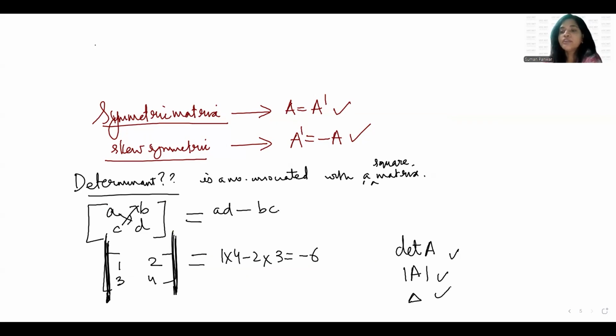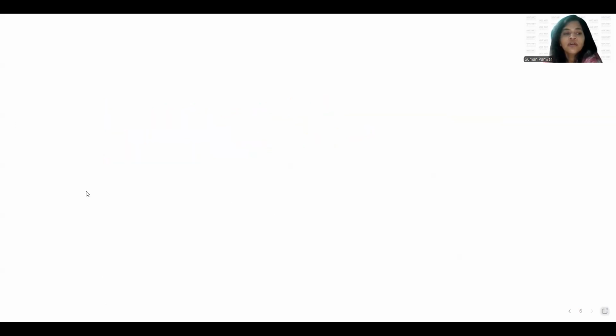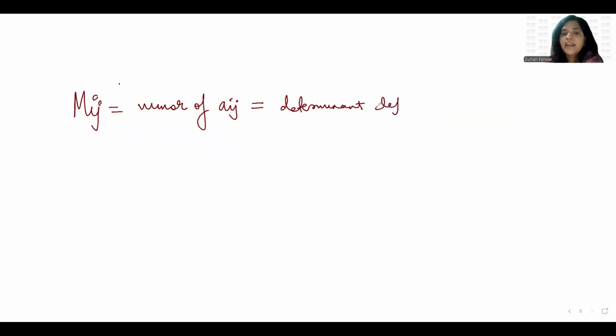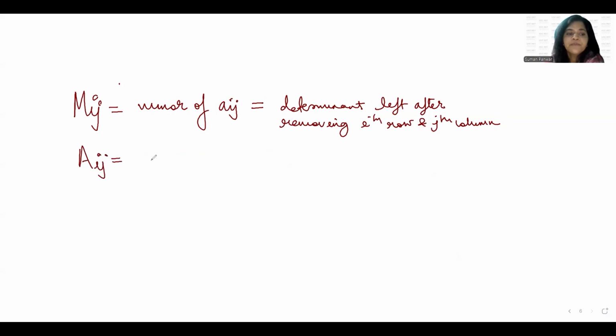Now, before introducing the concept of determinant of a 3 by 3 matrix, I will tell you what are cofactors and minors. Okay. So first we will talk about minor. Mij is called minor of Aij. It is the determinant left after removing ith row and jth column. I'll explain it to you through an example. And what is capital Aij? It is cofactor of Aij. It is minus 1 power i plus j Mij.